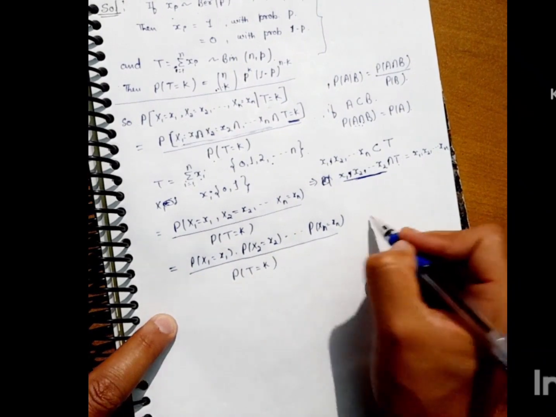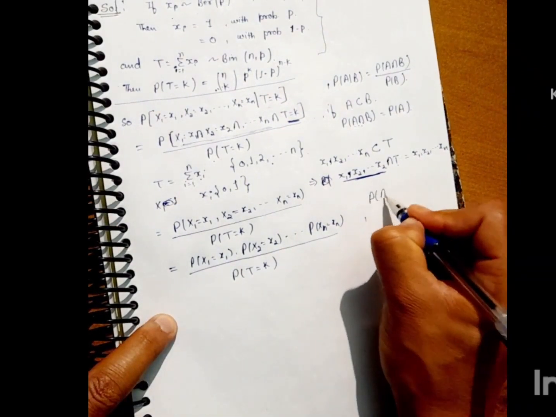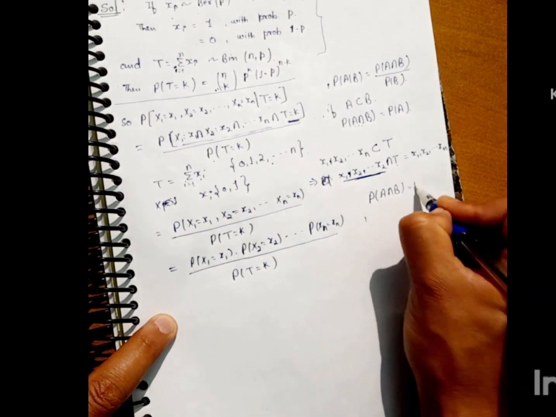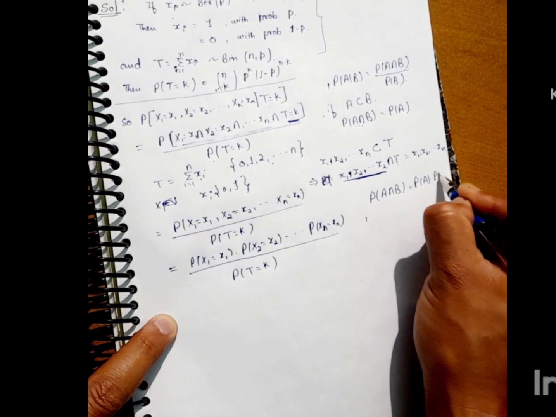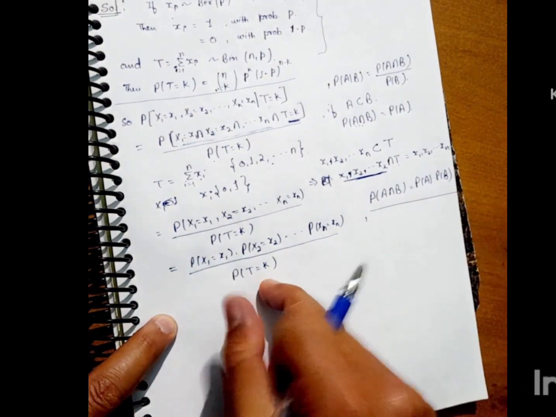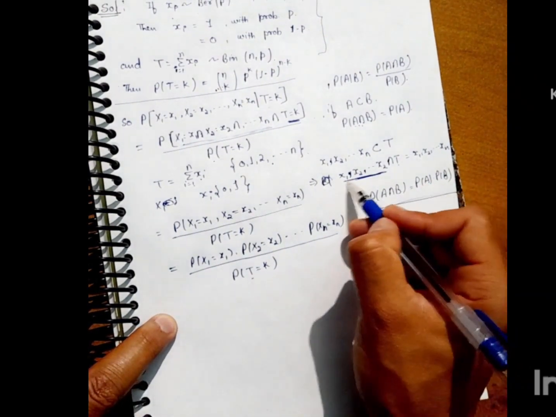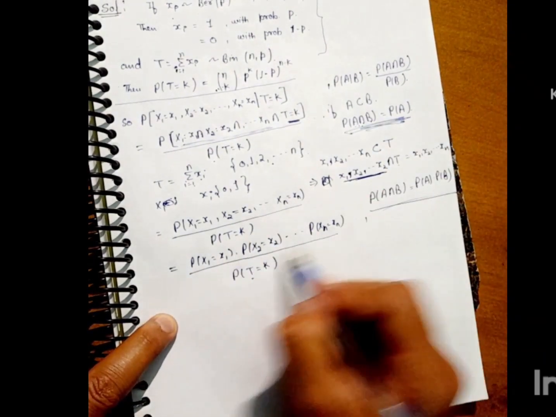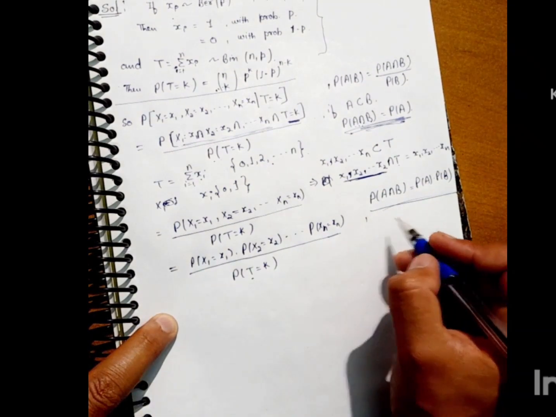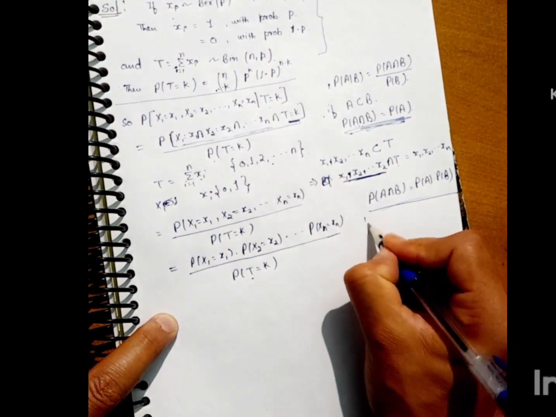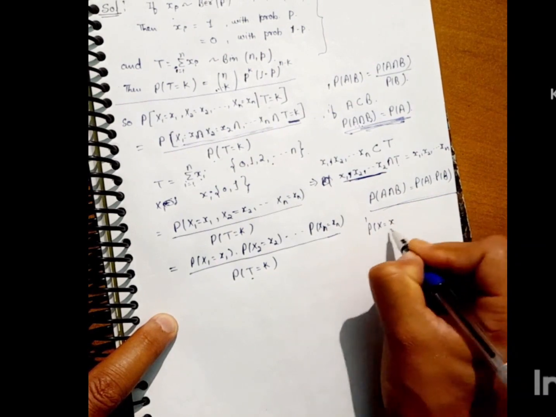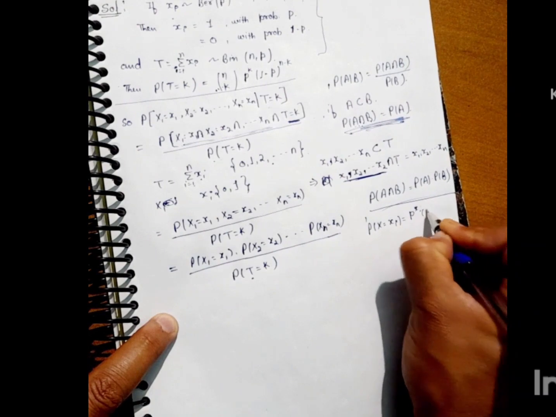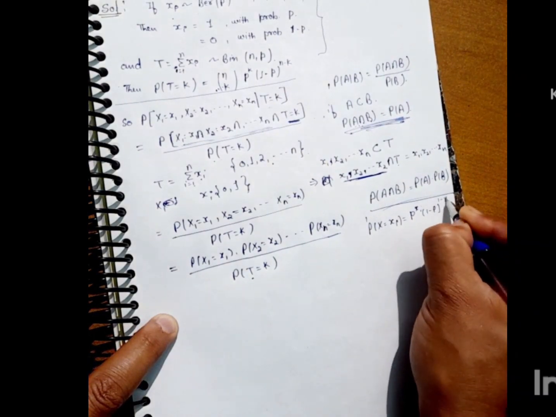There is another result: if events A, B are independent, then their probability is simply the product. So using this result, the probability above comes out. The probability mass function for a Bernoulli population is: if X takes value xi, then its mass function is p to the power xi times (1 minus p) to the power (1 minus xi).